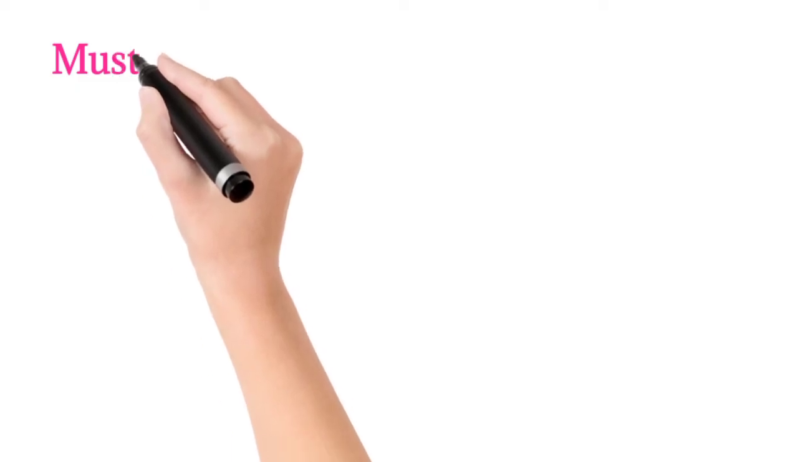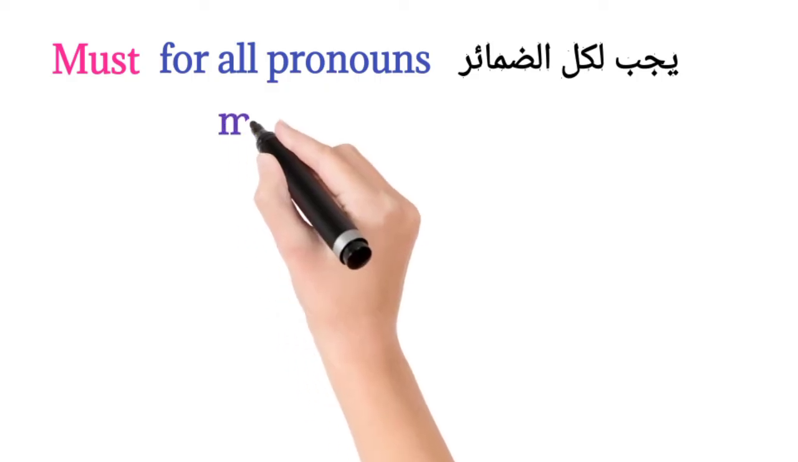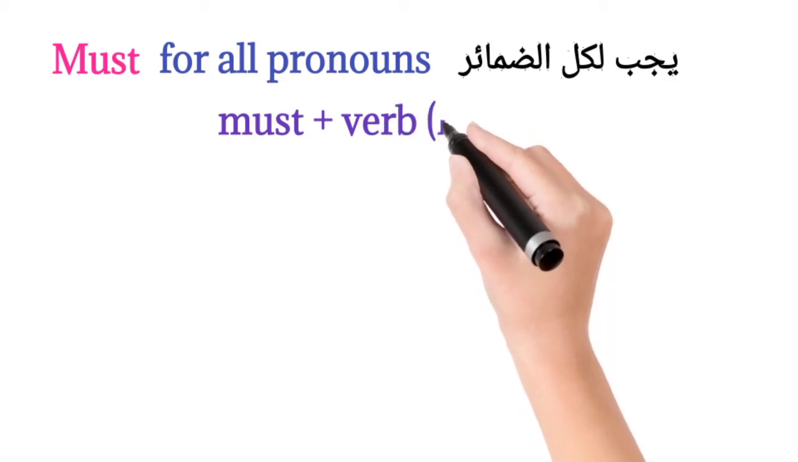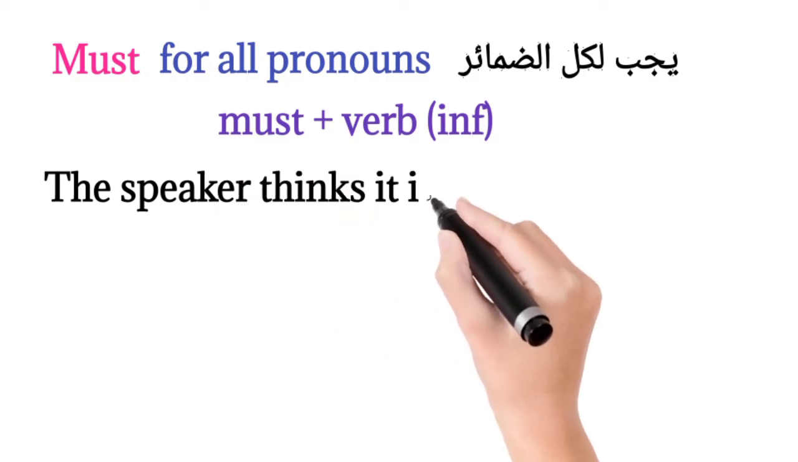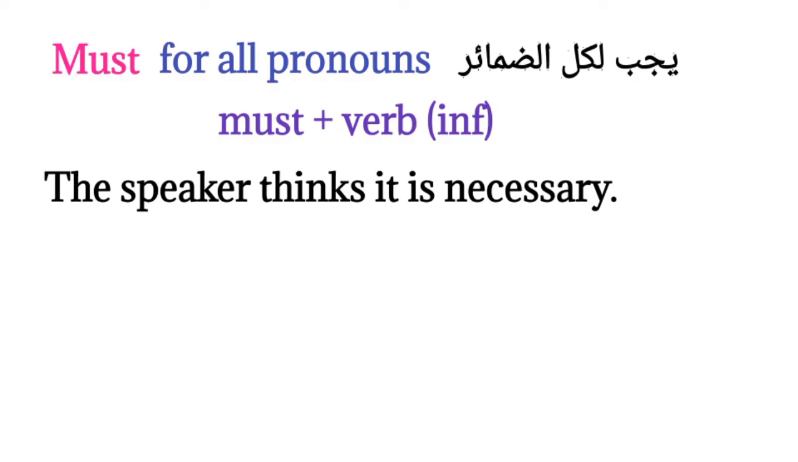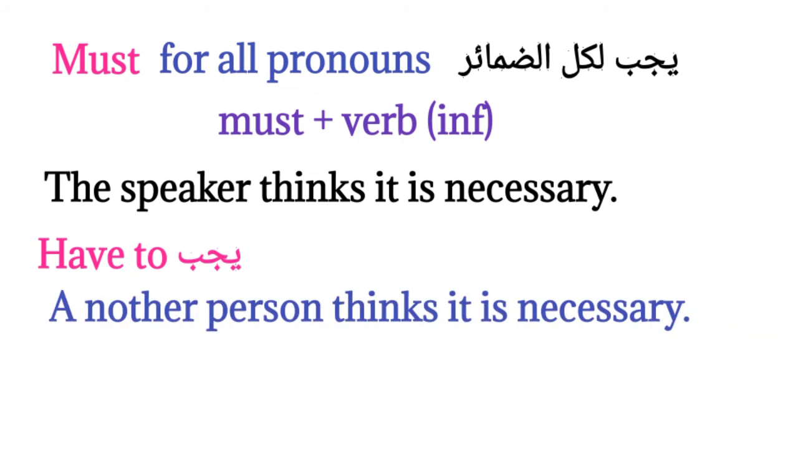Word must plus the verb في الانفينيتيف، ولذلك تسمى بالأفعال المساعدة لأنها يأتي بعدها فعل في المصدر. تستخدم must with all pronouns مع كل الضمائر في المضارع، must plus the verb in infinitive. وتأتي لتأكيد حدوث الشيء بشكل إلزامي. It is necessary. The speaker thinks it is necessary. Have to equal in the meaning بمعنى يجب like must.